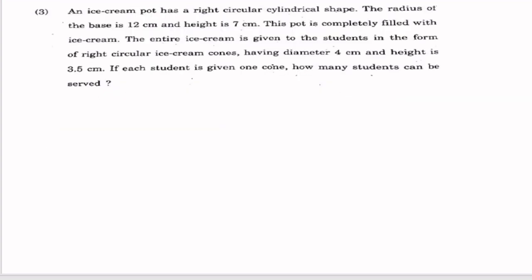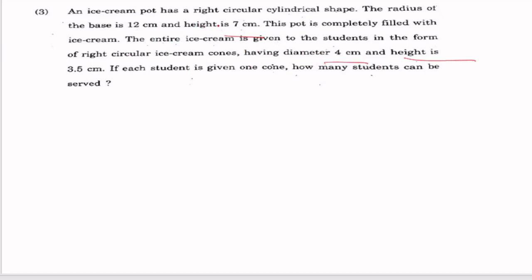Let's move to the next question. Here it says, an ice cream pot has a right circular cylindrical shape. The radius of the base is 12 centimeter and height is 7 centimeter. This pot is completely filled with ice cream. The entire ice cream is given to the students in the form of right circular ice cream cones having diameter 4 centimeter and height 3.5.